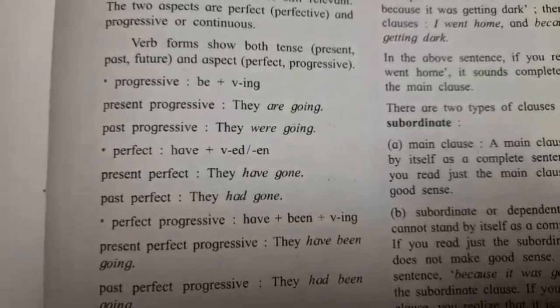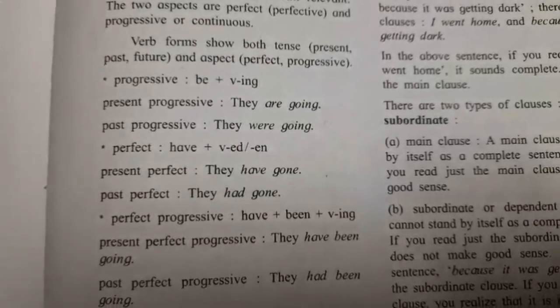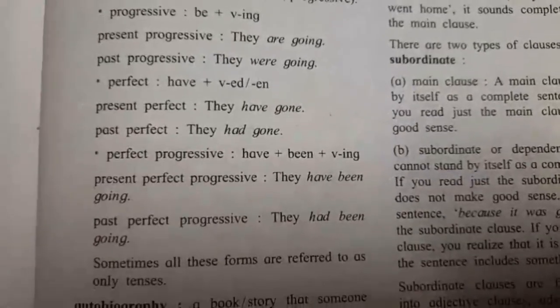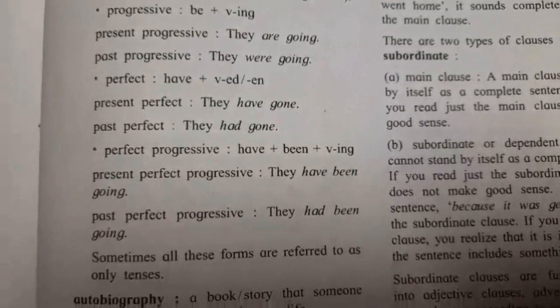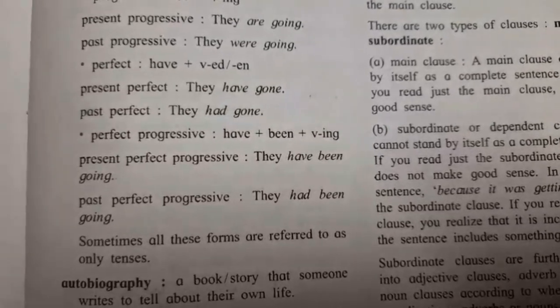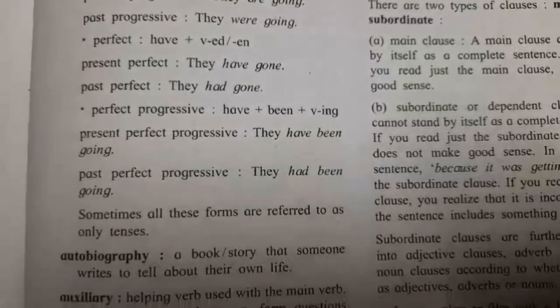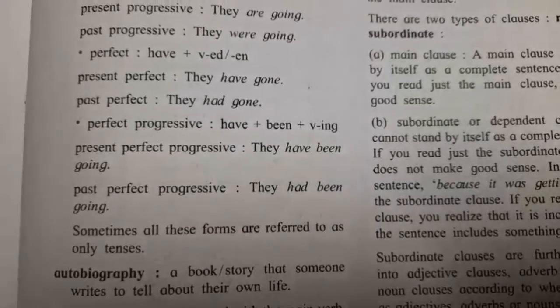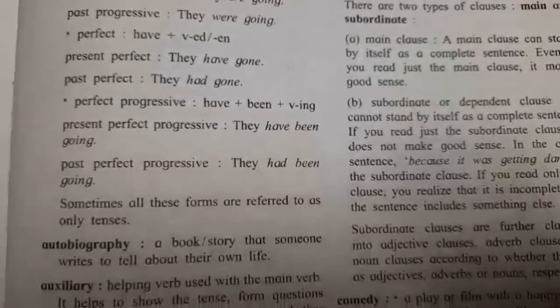For progressive, we use be plus verb in ing form. Present progressive, they are going. Past progressive, they were going. For perfect, we use have plus verb plus ed or en. For example, present perfect, they have gone, and past perfect, they had gone.